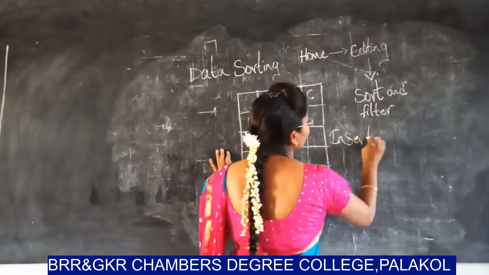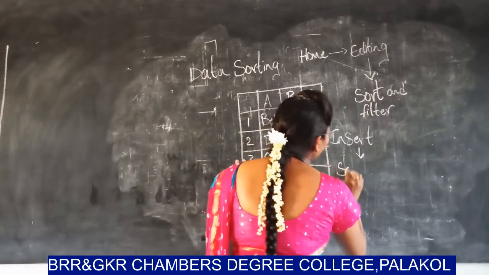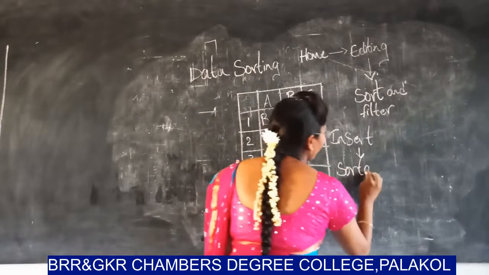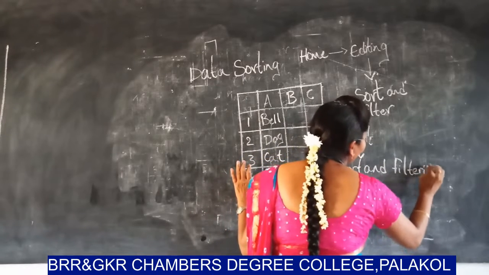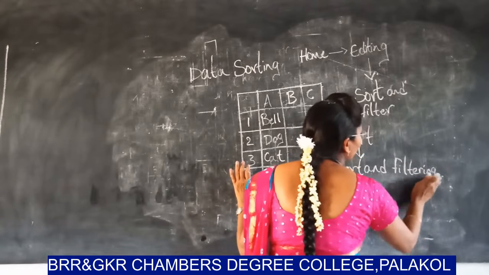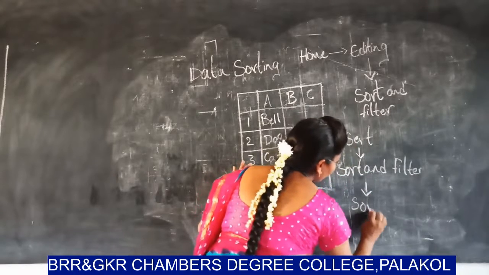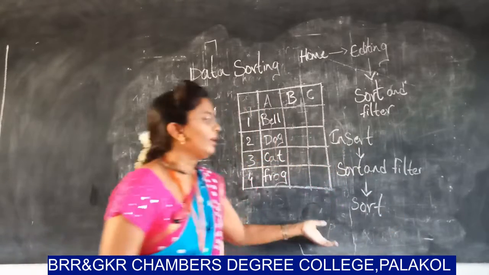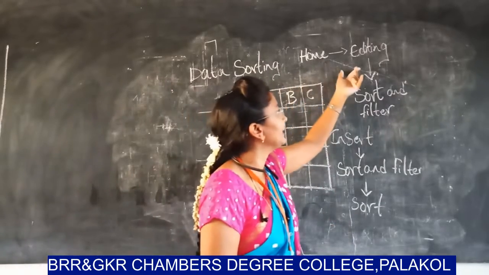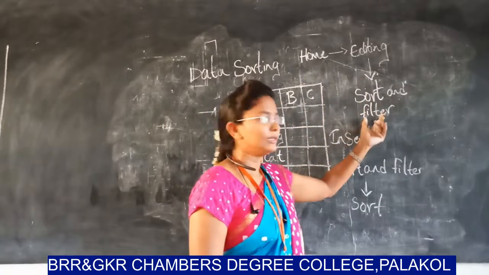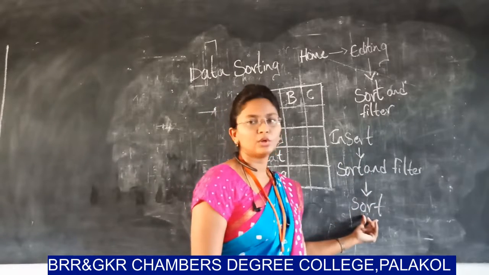click on the insert tab. In this insert tab, click on the sort and filter group. In that sort and filter, click on the sort option. This is the way to select the sort option. This is the first way: go to home tab, then editing group, and then sort and filter. And this is the second way: insert tab, sort and filter, and then sort option.